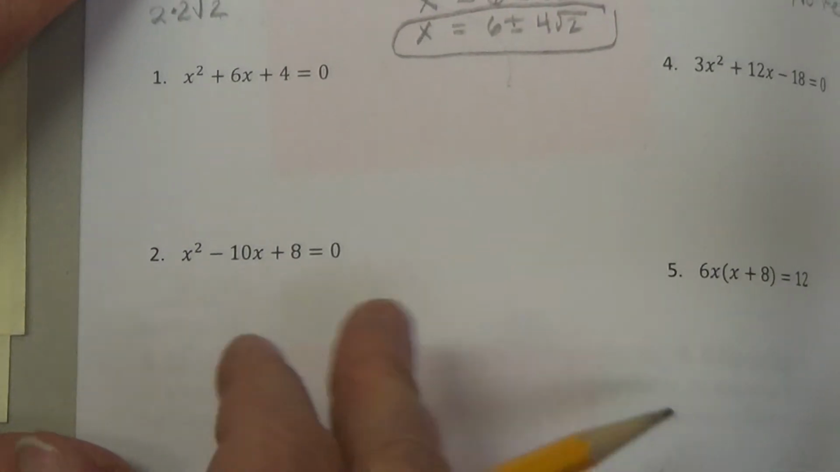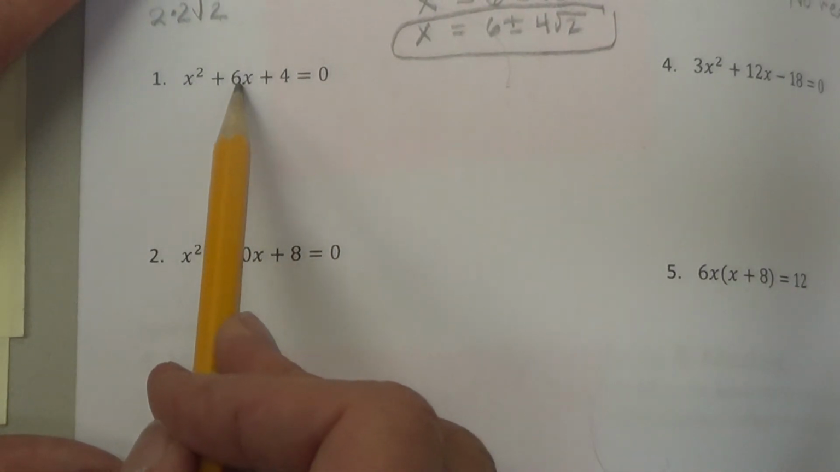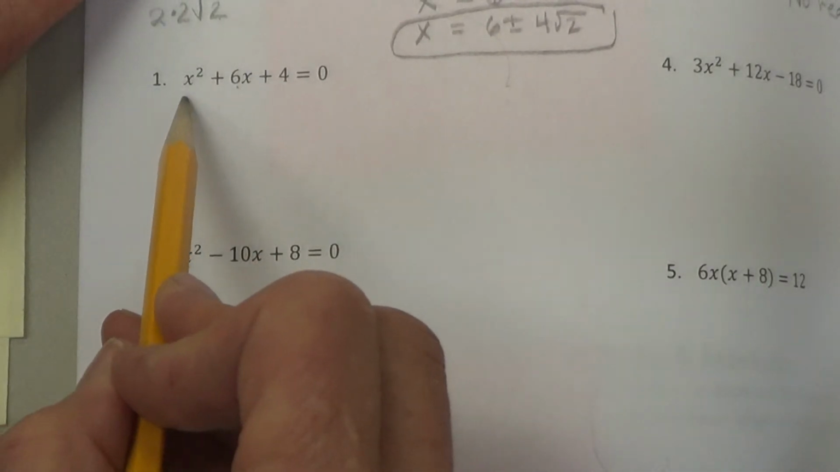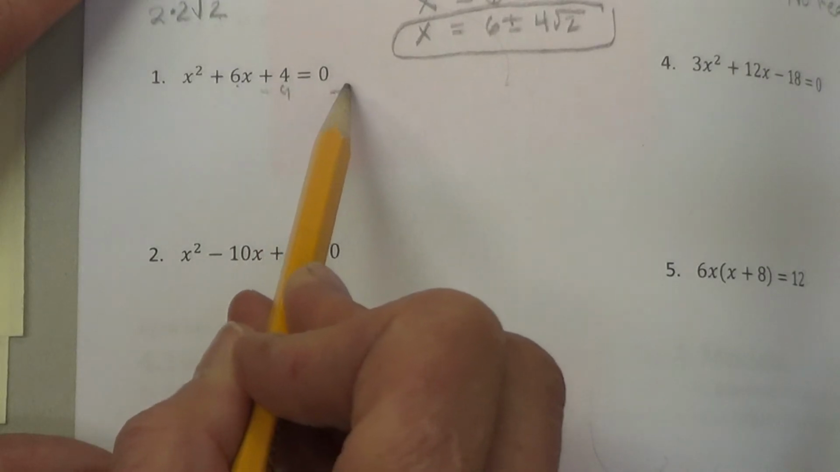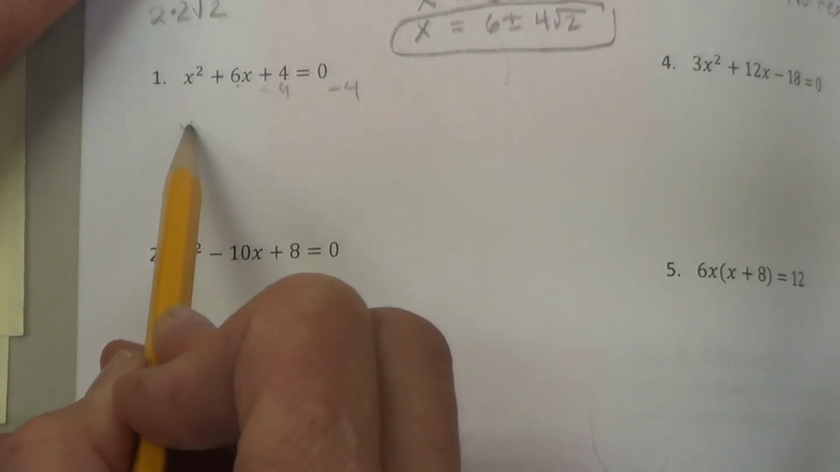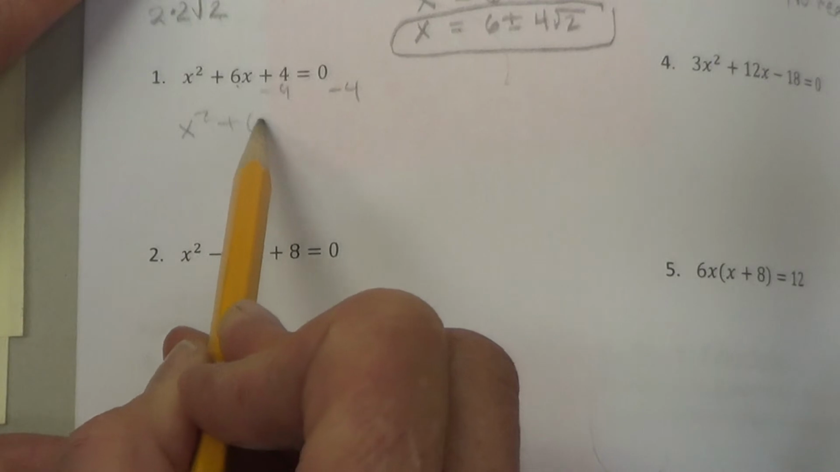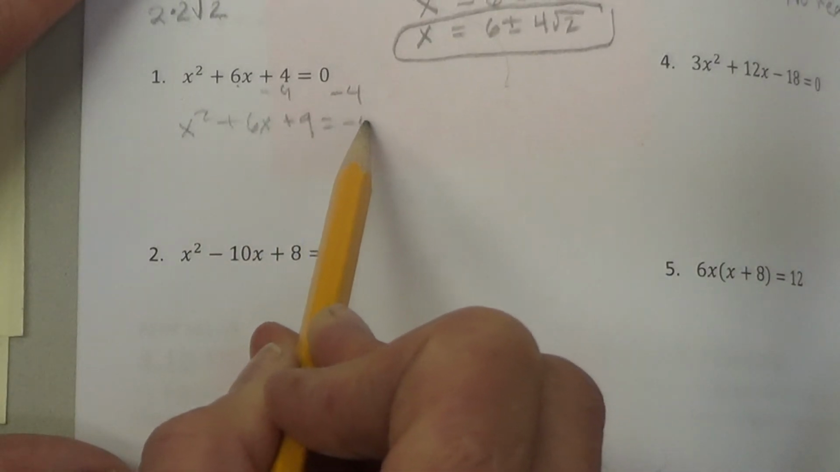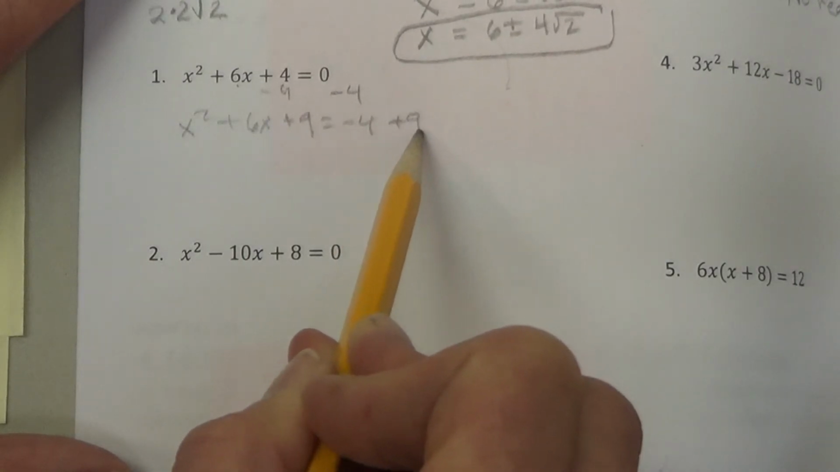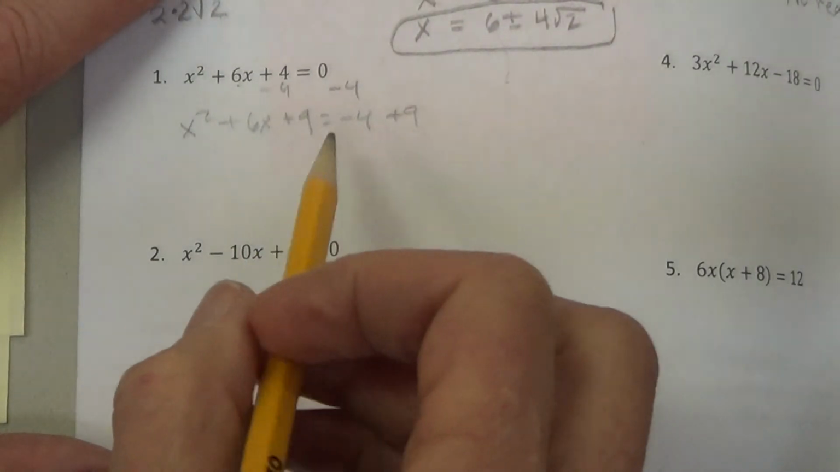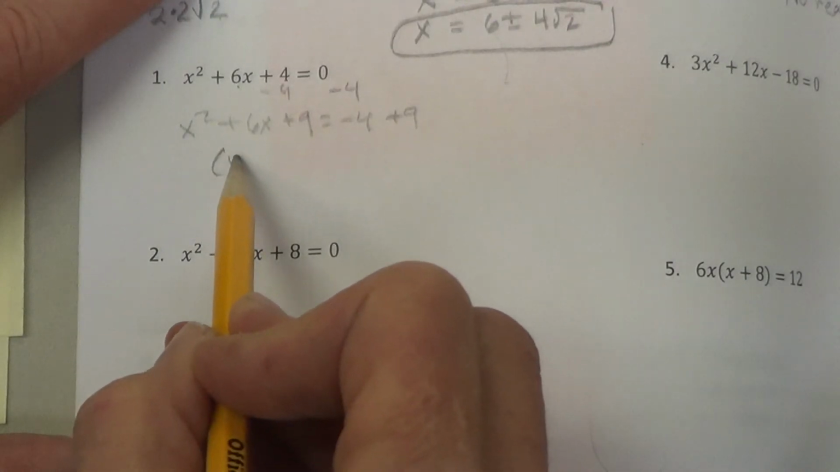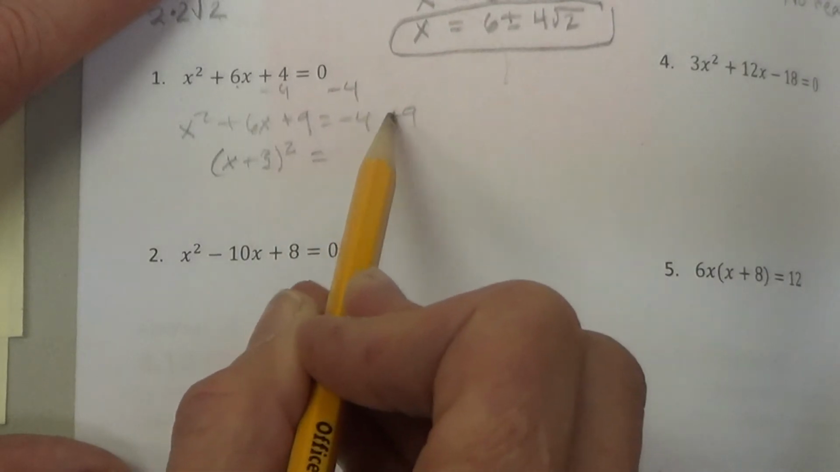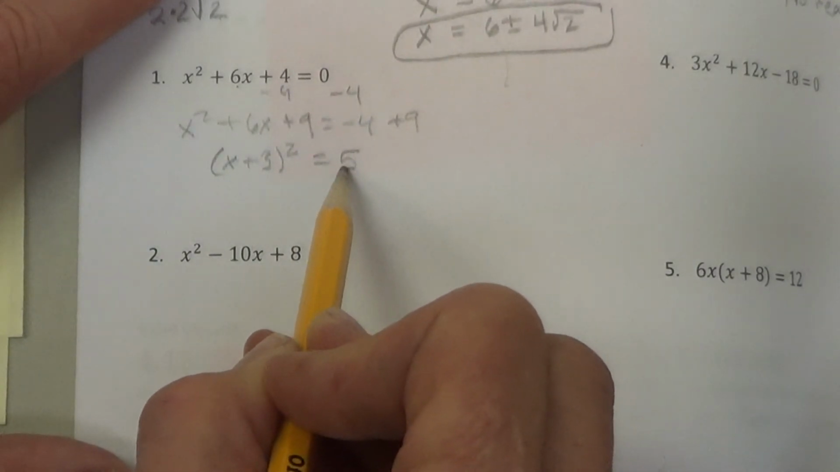Okay, over to this next one. Half of 6 is 3. 3 squared is 9, so we subtract 4 from each side. We have x squared plus 6x plus 9 equals negative 4 plus 9. Now this becomes (x plus 3) squared equals negative 4 plus 9, which is 5.